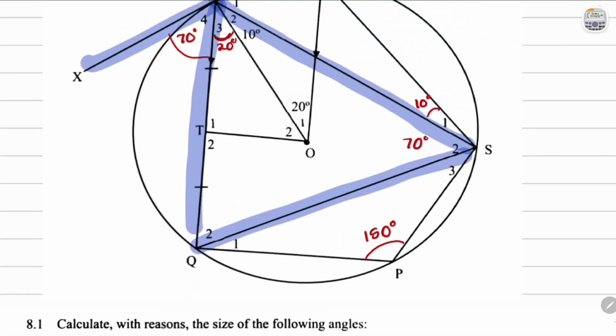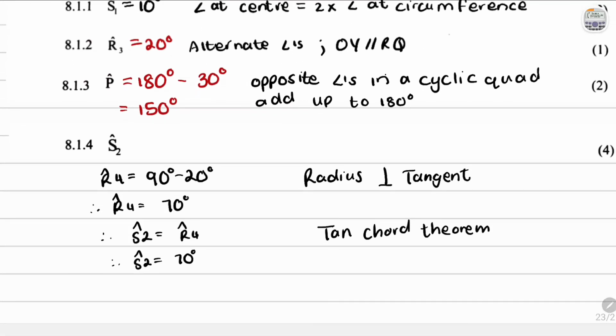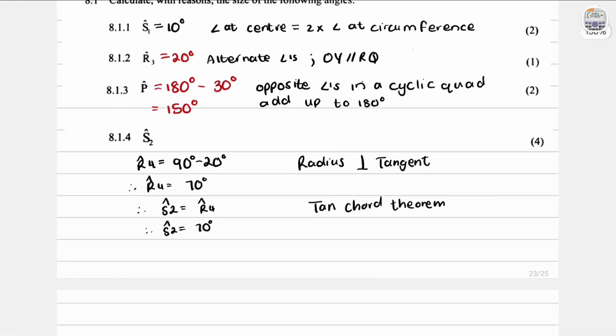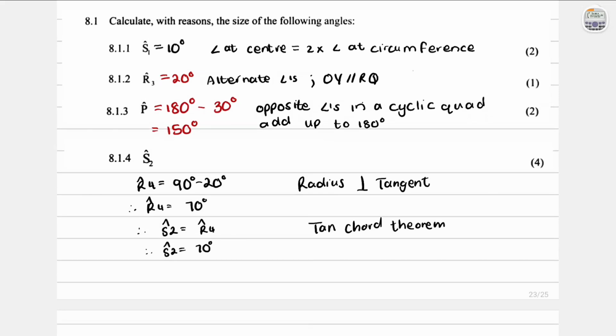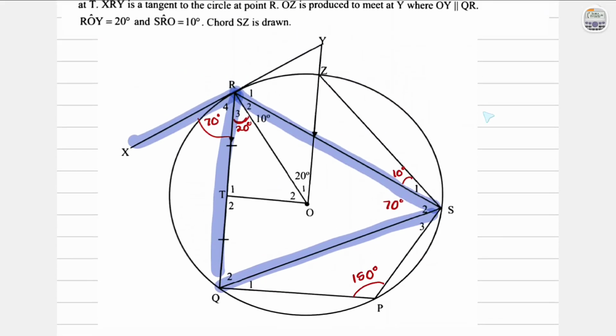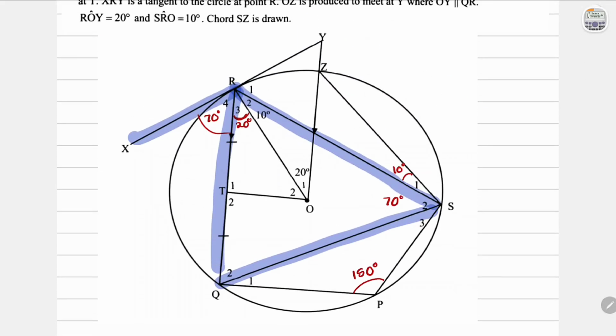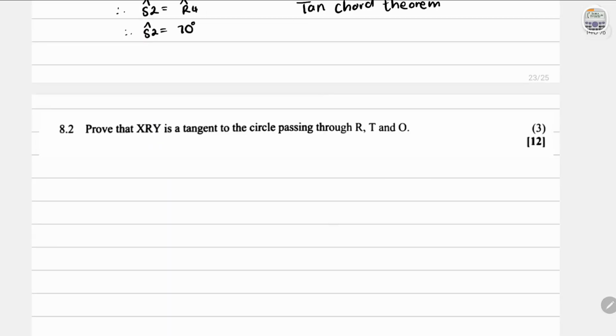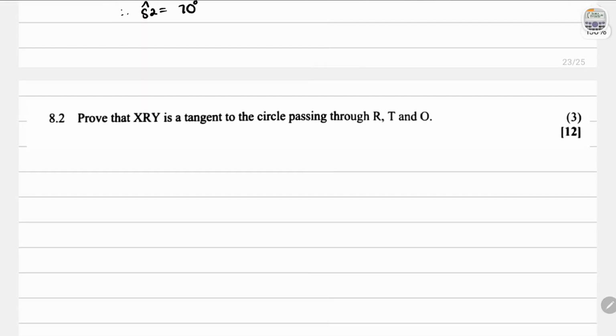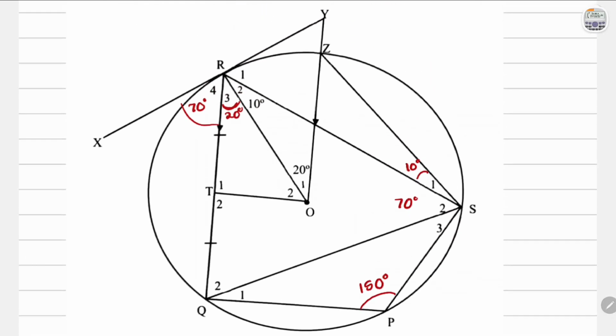Okay, so that is it for the little bits of questions that they're asking. We have one more bigger question after this concerning this diagram. Moving on to the next question. The final question in this diagram, and actually in question 8, is prove that XRY is a tangent to the circle passing through RT and O. So we're going to have to look at this.